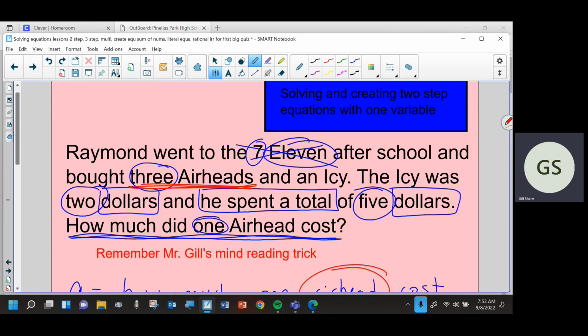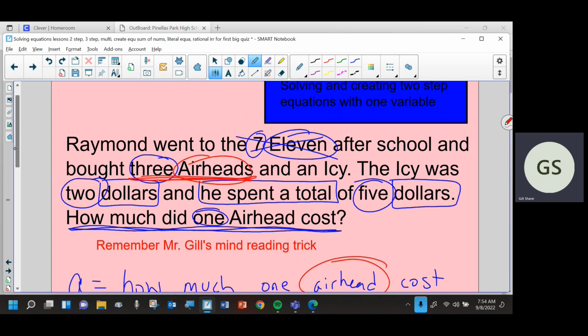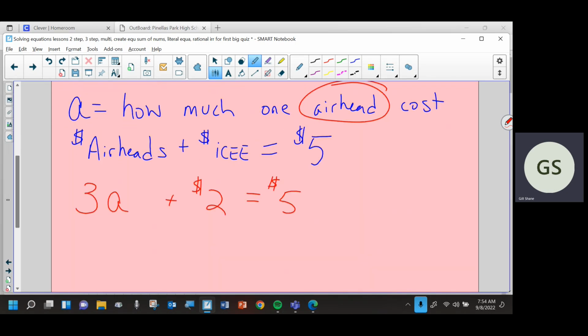The word airhead is here. Well, that has to do with the number 3. I mean, they'll tell you right in the problem. Wherever it says airhead, that's the information you're going to use. They can't do it any other way. I shouldn't say they can't, but normally they'll do it like that. So that's your equation. I will tell you one thing.